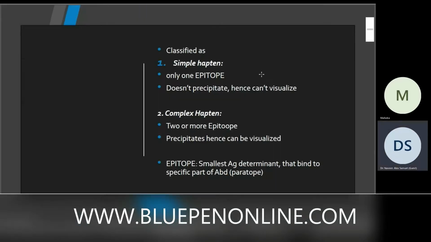So what is the classification of hapten? Haptens are classified into two types, mainly simple hapten and complex hapten. What do you mean by simple hapten? It means it has only one epitope. You know what an epitope is?